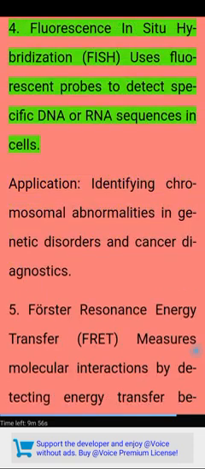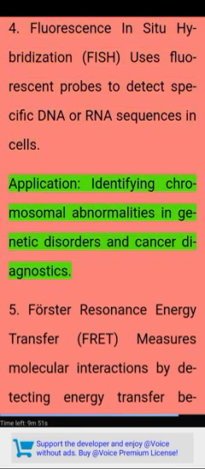4. Fluorescence in situ hybridization. FISH uses fluorescent probes to detect specific DNA or RNA sequences in cells. Application: identifying chromosomal abnormalities in genetic disorders and cancer diagnostics.